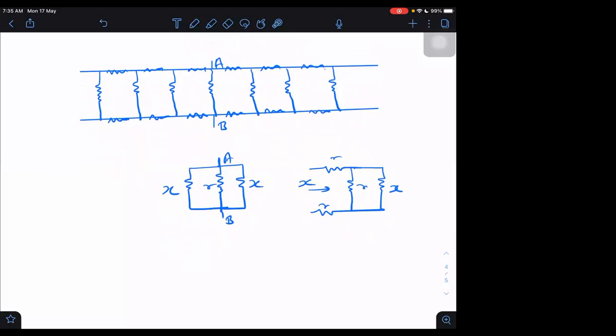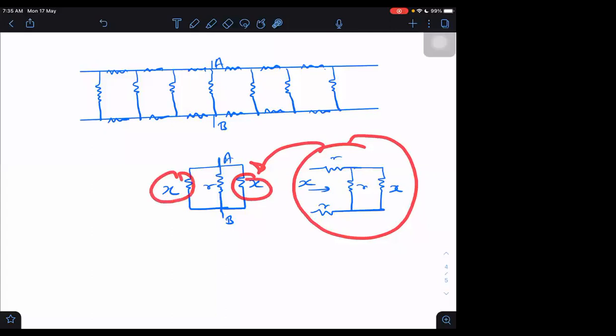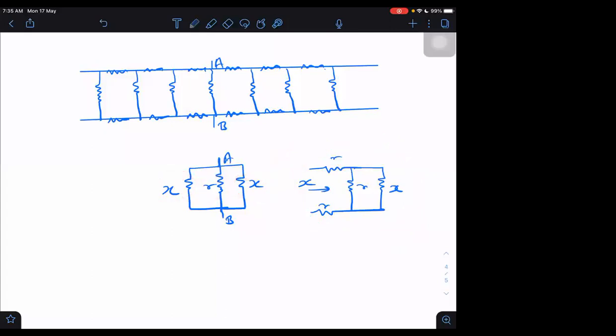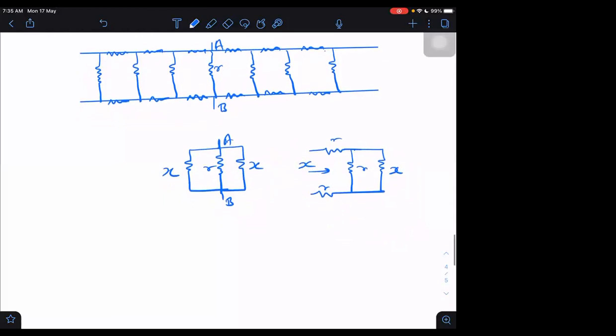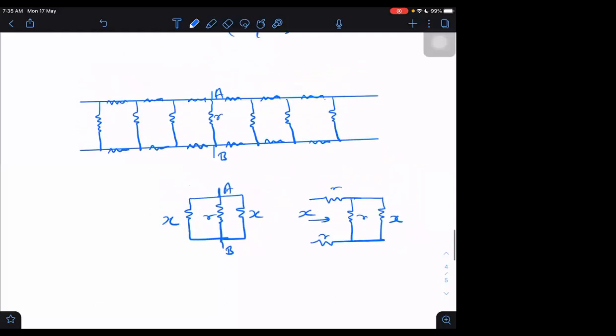So once we are able to determine X from this, we will put these values here, X and X parallel, and also parallel with one middle R. Resistance R will also be there, that will also be there, extra. We are getting for this also. I am leaving it now. One more thing I can do, I can take the entire network like this.